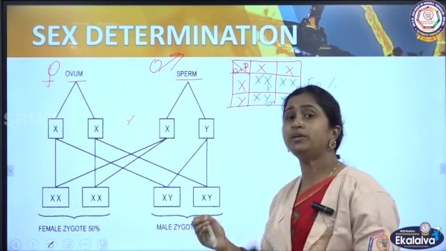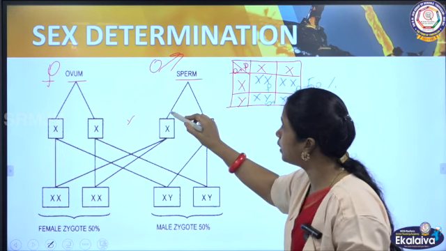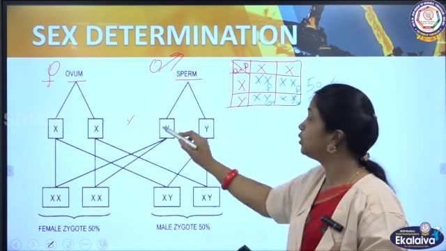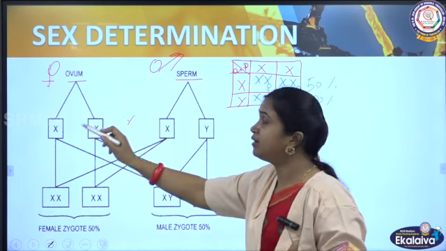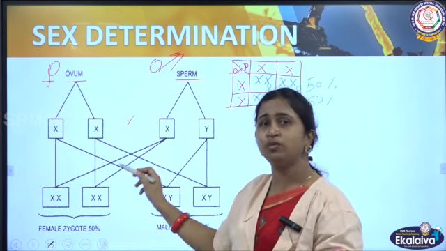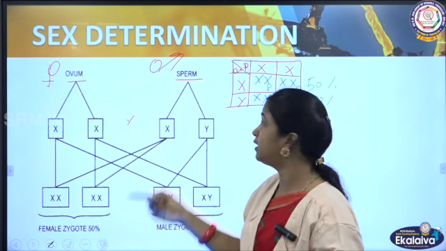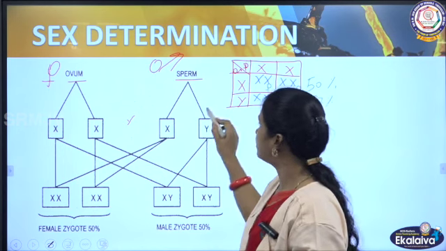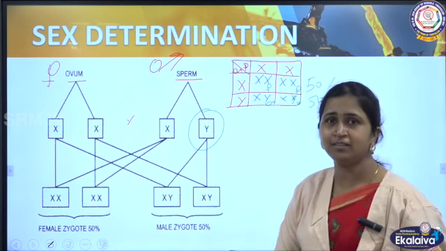Now next question, who determines the sex of the individual? You can say here sperm, because sperm is heterozygous in condition. Two different chromosomes XY, whereas female carries two same chromosomes, homozygous XX. So who is determining the sex of the individual or the baby? It is the male, because it carries the Y chromosome. Presence of Y chromosome indicates it's a male.